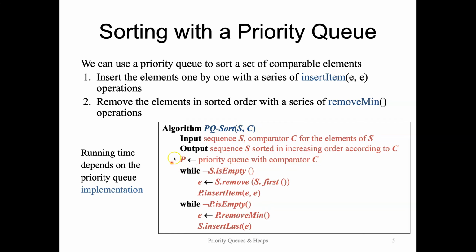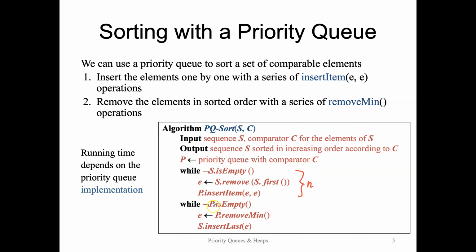We create a priority queue using that comparator, so this is initially empty, and then we'll repeatedly remove items from our sequence, just taking whichever one comes first in our sequence. So E is that first element in our sequence currently, and then we'll take that item and insert it into our priority queue using that same item as a key as well. So once we're finished with this, we will have executed this n times, right? So this is just once for each item in our sequence. We remove everything from our sequence and we put it into our priority queue.